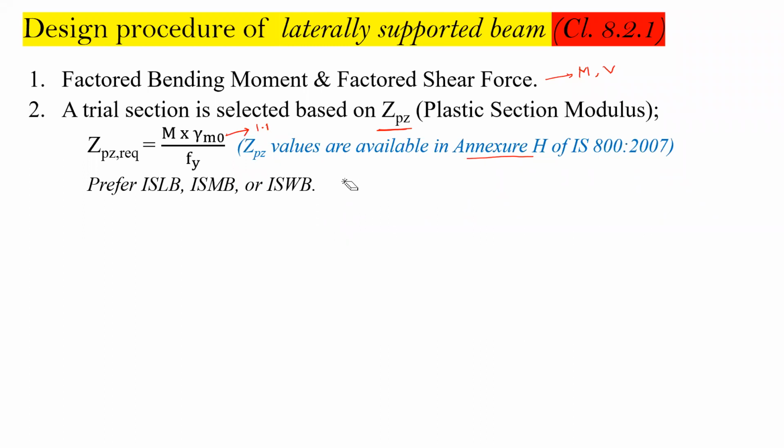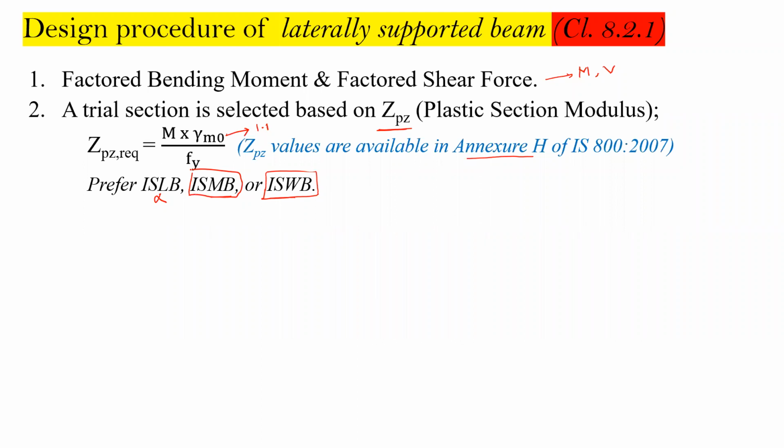So if you're designing the laterally supported beams, make sure of selecting any one of these three sections. But again, in these three sections, don't go for the selection of ISLB, which is a lightweight beam. You can go for either ISMB, which is Indian Standard Medium Weight Beam, or ISWB, which is Indian Standard Wide Flange Beam. Most of the authors prefer to go for the selection of ISWB, and it is also okay to go for ISMB. It's up to our convenience.